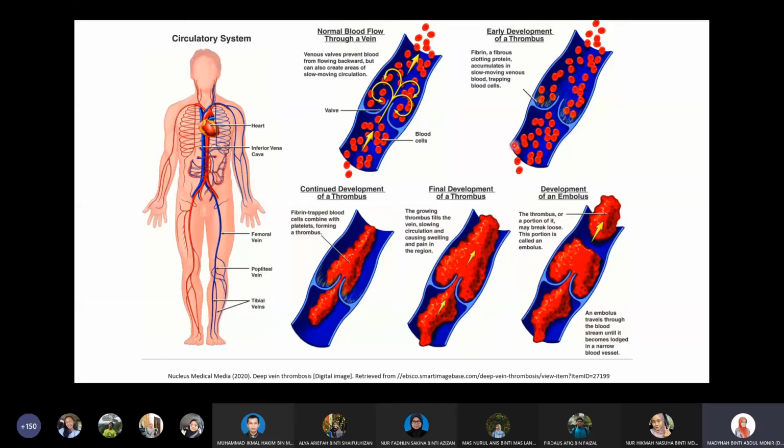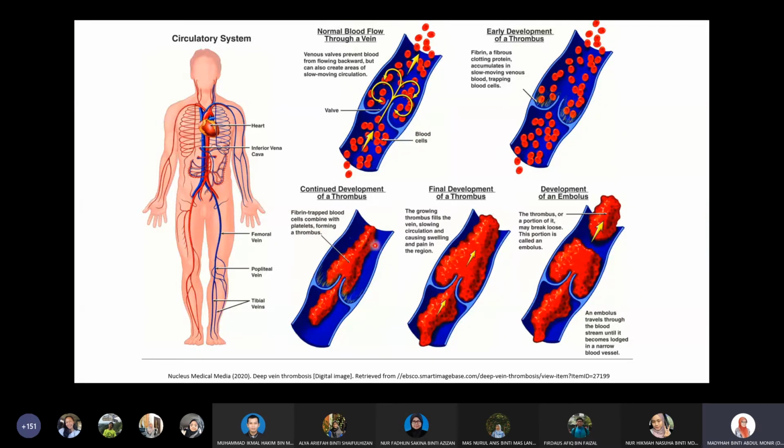All right, so when patients are predisposed, if you go back to the risk factors, when there is stasis, what will happen? There'll be fibrin accumulating in the area with stasis or slow moving blood in the vein. Then this will trap the blood cells. Then there'll be continued development of thrombus, with fibrin trapping the blood cells combined with platelets.